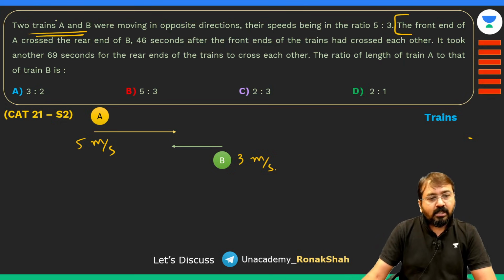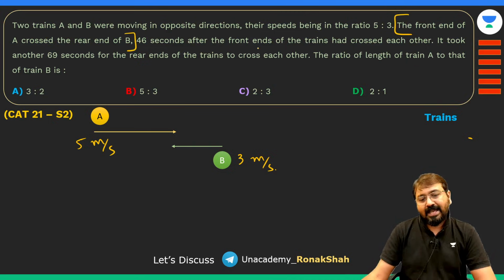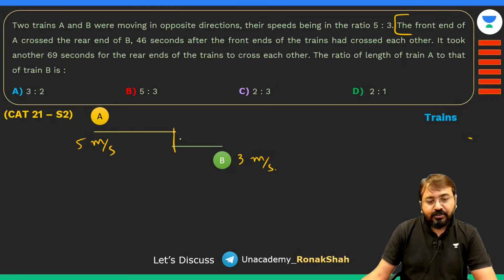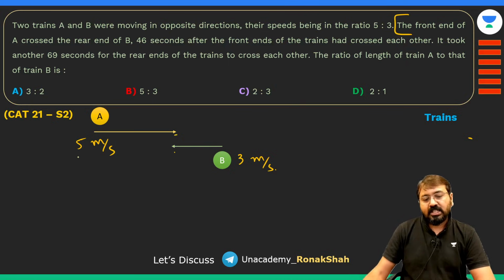The front end of A crossed the rear end of B in 46 seconds after the front end of the two trains have crossed each other. So guys, right now the front end of two trains are crossing each other. From this point, the front end of this train A has crossed the rear end of this train B in 46 seconds. So can I say basically train A crosses train B in 46 seconds at what speed?